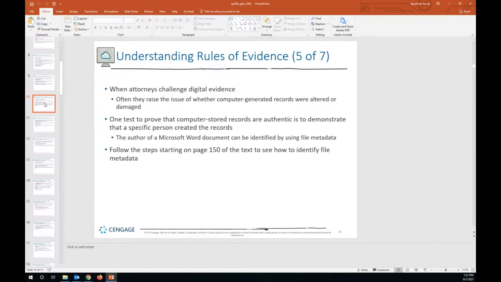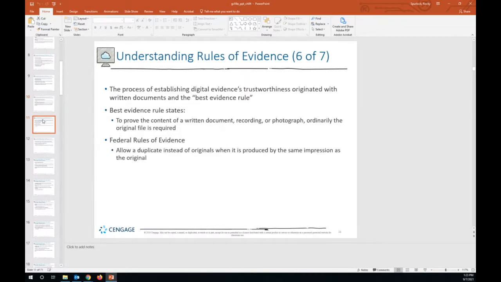And one of the tests to prove that computer-stored records are authentic is to demonstrate that a specific person created the records. For example, the author of a Microsoft Word document can be identified by using the file metadata. And you can look at the steps starting on page 150 to see how to identify the file metadata.